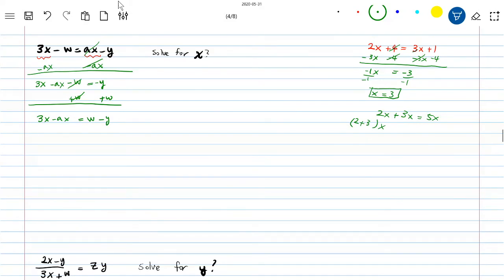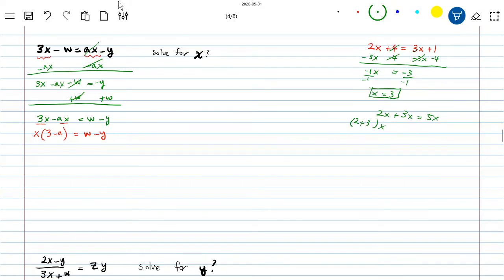So here, 3x and ax, they both have an x in common. So I'm going to factor out that x. What is left from the first one is 3. What is left from the second one is negative a. If you distribute, x times 3 is 3x, x times negative a is negative ax. So I haven't changed anything, just factored out the common term, which is the variable x. That's the one that we want to solve for. And the right side is still the same, w minus y.